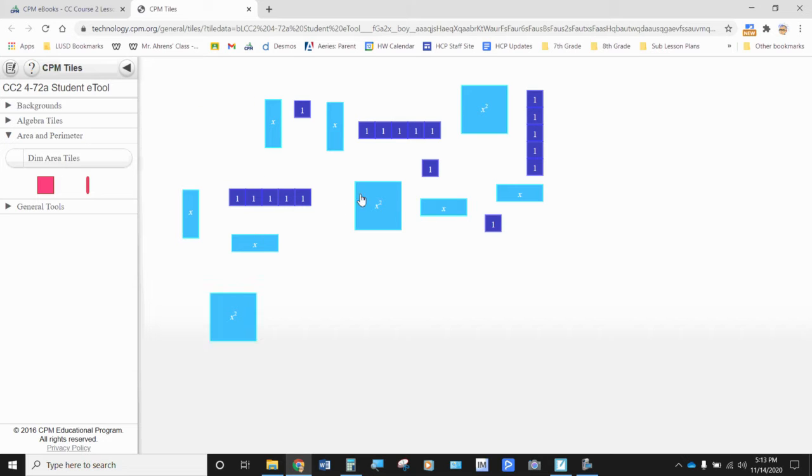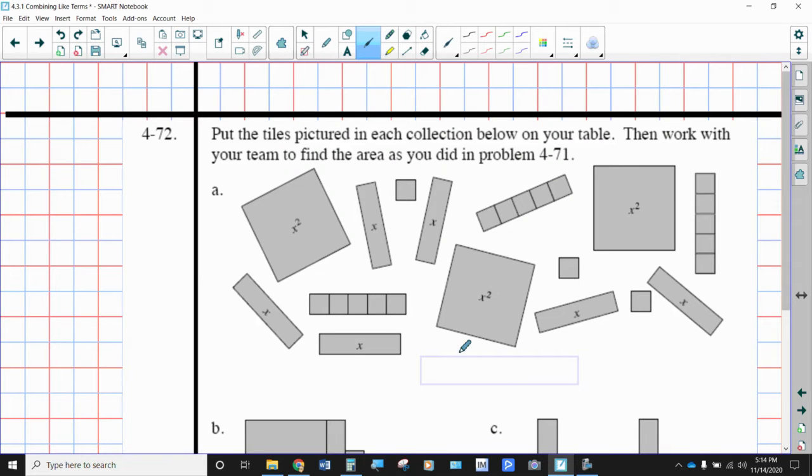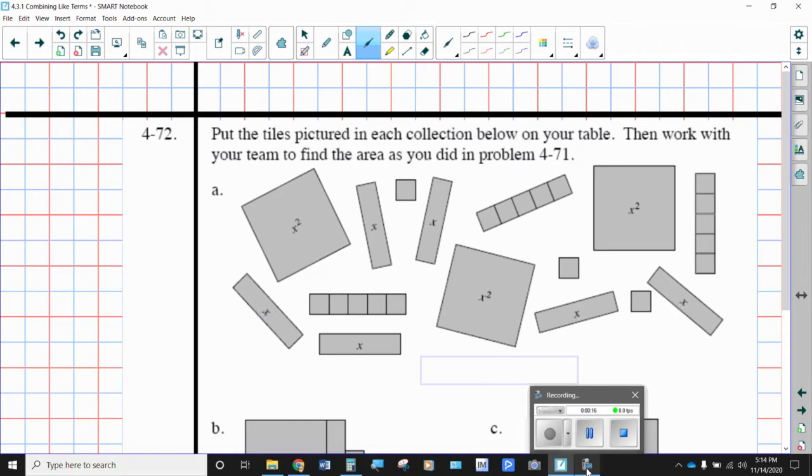So let's go ahead and put all the x squareds together, put all the x's together, and put all the ones together, then count them all up, and decide what the simplified expression will be, okay? And then we will reveal the answers in a moment. So go ahead and do that for all three problems, and then unpause when you are ready, and we'll reveal the answers, okay?